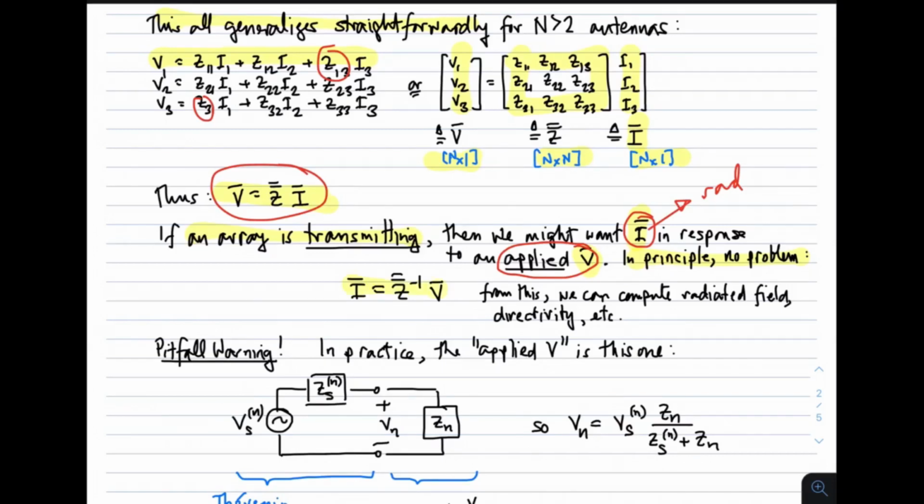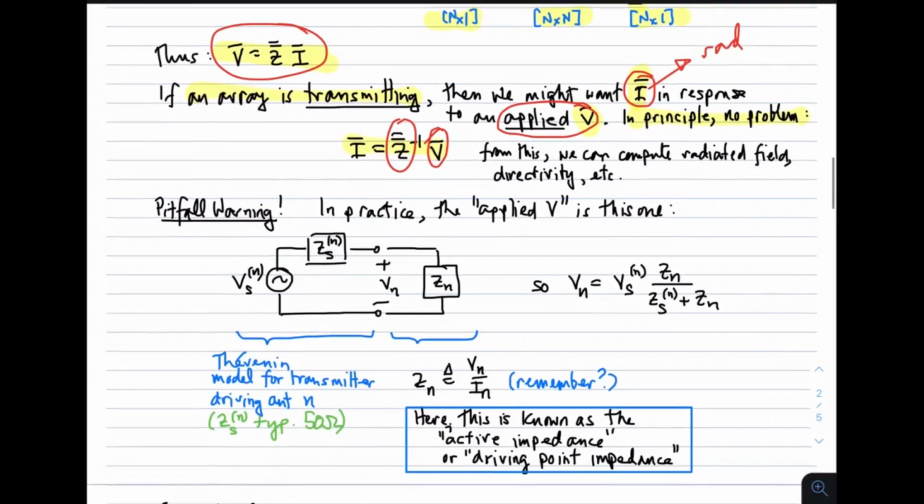You simply solve the matrix equation for I, and that simply requires you to compute the inverse of the impedance matrix, and then you right multiply it by the column vector of voltages. But of course there's a catch, and you need to be aware of this catch or you're likely to generate misleading results. So here's the pitfall. You don't necessarily have control directly of the V sub n's, in other words, what we're calling the applied voltages.